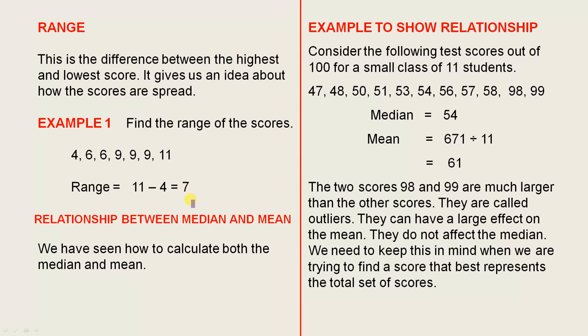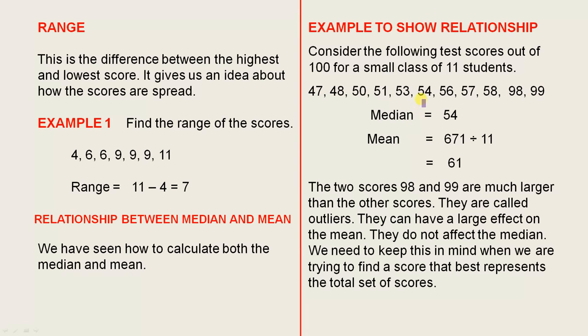Let's look at an interesting relationship between the median and the mean when there is a very special case, and I'll explain that with the next example. So we have seen how to calculate both the median and mean, so we know how to do that. This example will show the relationship between the median and the mean in a very special case. Consider the following test scores out of 100 for a small class of 11 students. So they are the 11 scores.